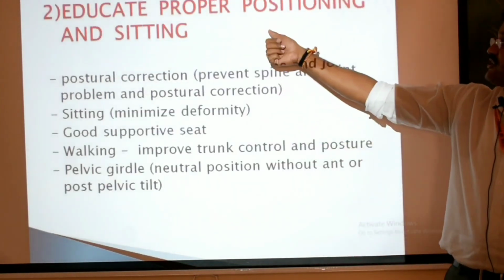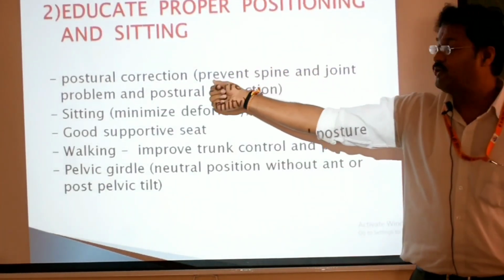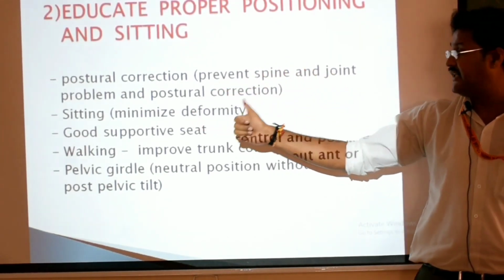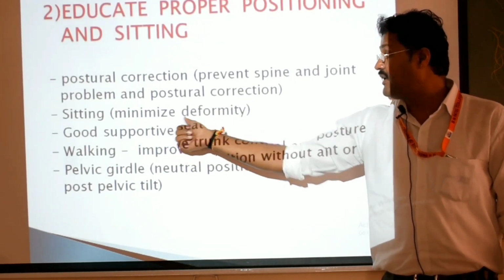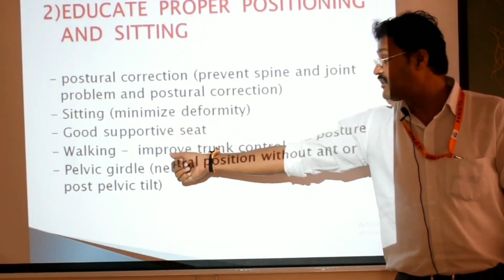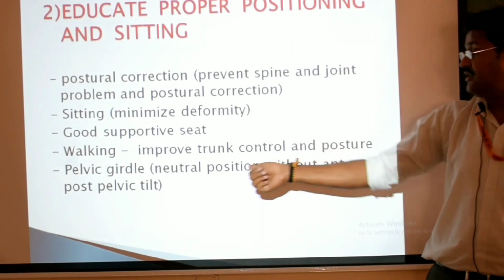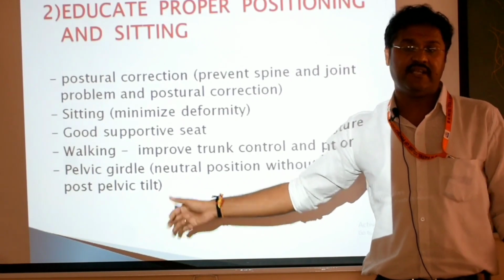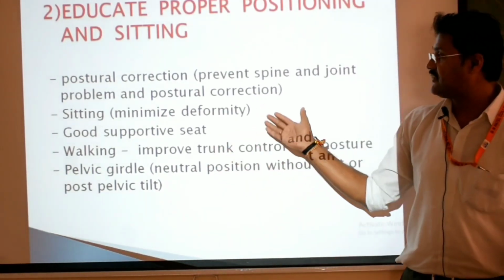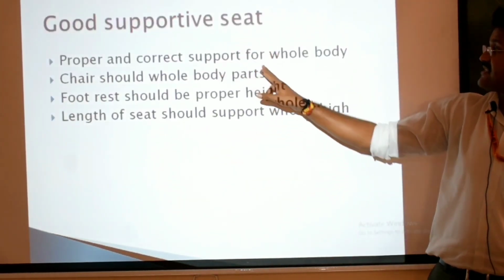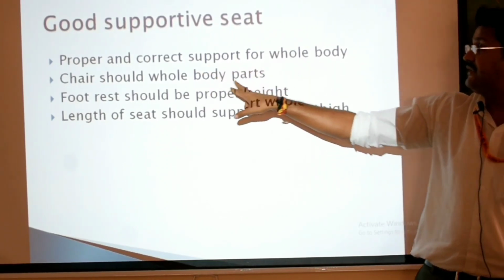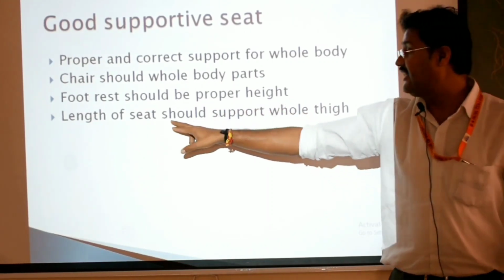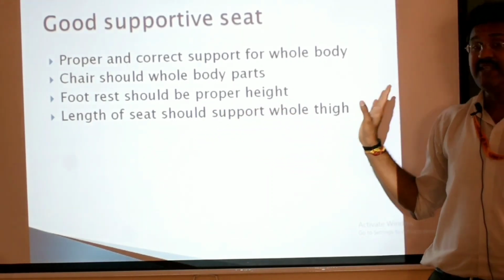Next, second is to educate proper positioning and sitting by using postural correction to prevent spine and joint problems. Sitting is important to minimize deformity, with a good supportive seat, and walking to improve trunk control and posture. For the pelvic girdle, neutral positions without anterior or posterior pelvic tilt, any straight positions. Also a good supportive seat, with proper and correct support for the whole body. The chair should support the whole body. The foot rest should be at proper height, and the length of the seat should support the whole thigh.